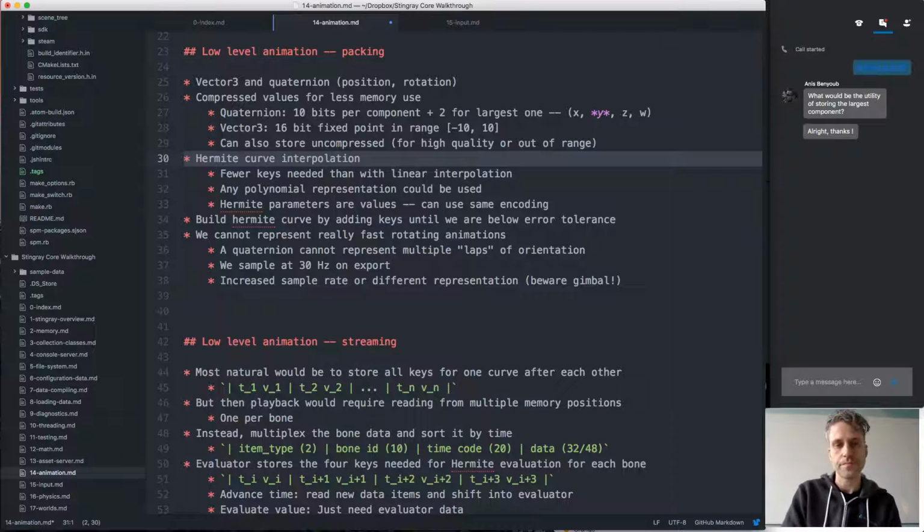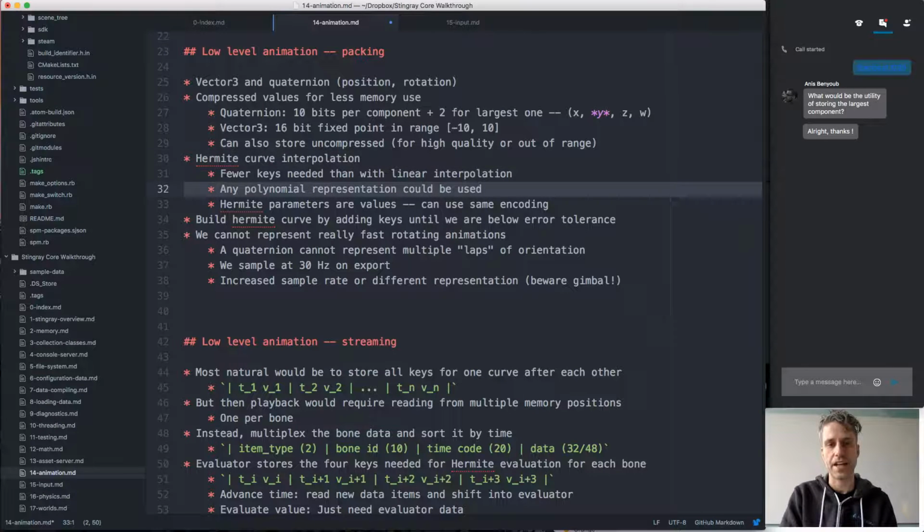So we use an interpolation polynomial called Hermite Curve. There is no strict need to use a Hermite Curve. It's not necessarily better than any other polynomial representation. You could use any way to represent third-degree polynomials like Bezier interpolation or other similar kinds of interpolation curves. The nice thing about Hermite curves, and the reason why we use them, is that with Hermite curves, all the parameters of the curves are values.